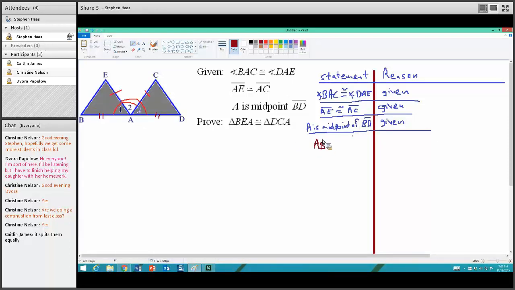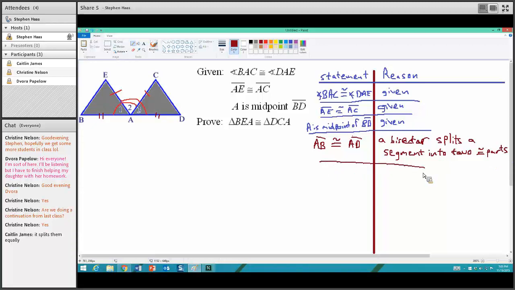We'll say AB is congruent to AD, and the reason over here is that a bisector splits a segment into two congruent parts. Sorry about the sloppiness over here. That's the bisector rule. You can abbreviate it as the bisector rule if you like, but that's fine.